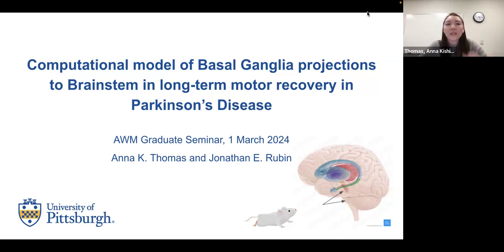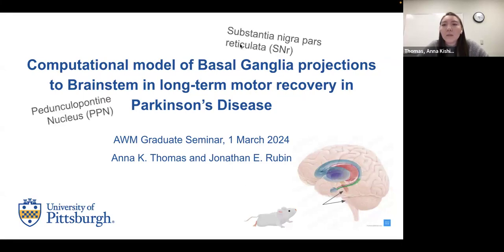So the title is computation. We're building a computational model of the basal ganglia projections, which are the collection of nuclei we see here on the bottom right, and specifically the output nucleus, which is this orange one, to the brainstem, which is a little bit further down here. And specifically, we're looking at rodents in a Parkinsonian state, so we kind of put them artificially into a disease state, and in response to some stimulation, they see some very long-term motor recovery. So we are currently building a model to hopefully eventually explain some of these phenomena.